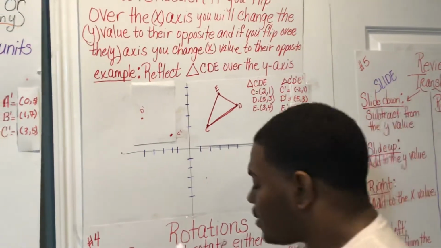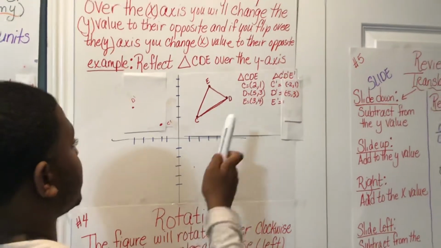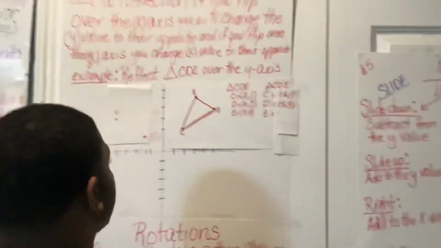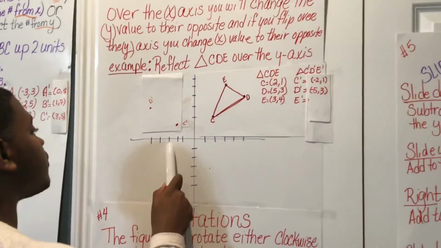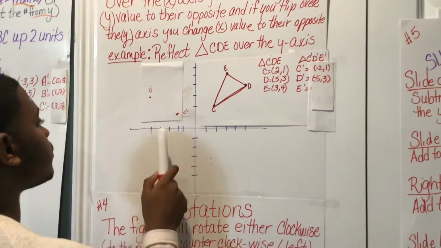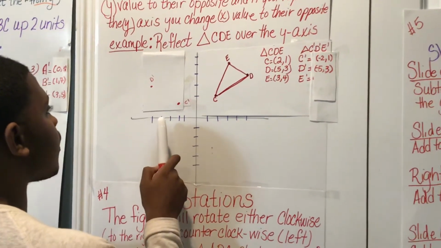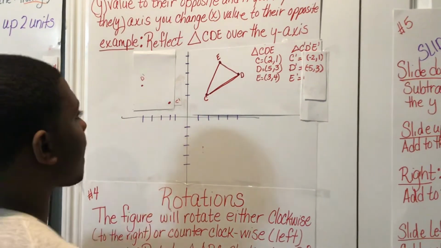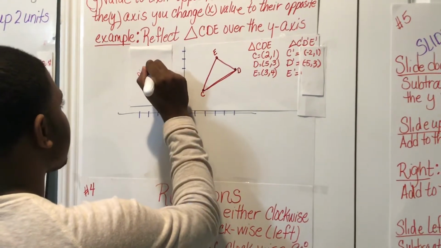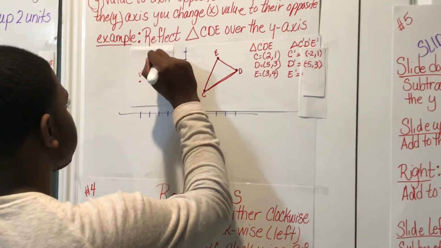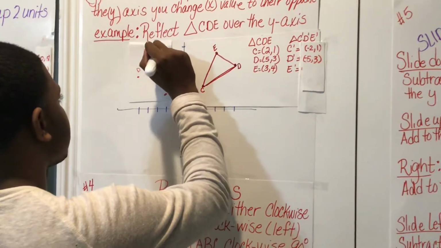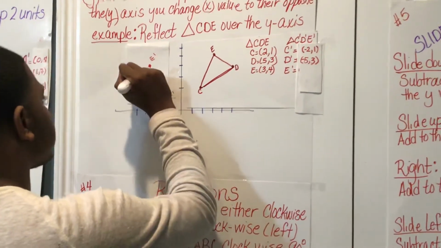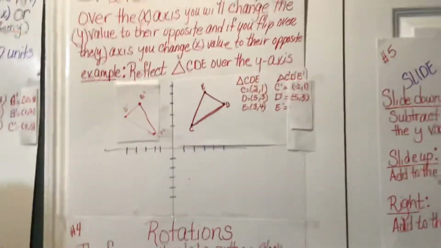You're welcome. And next we move on to E, which will be E prime, which will be negative 3, comma 4. Notice how he knows that those are negative numbers there. Then he is going to connect those, and that looks really good.